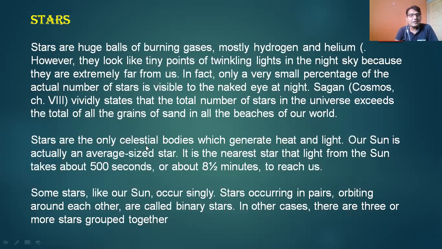So it can give you a guess how big a number the stars are. Stars are the only celestial bodies which generate heat and light. They give you heat and light. Our sun is actually an average size star. It is the nearest star. Light from the sun takes about 500 seconds, or about 8.5 minutes, to reach the surface.